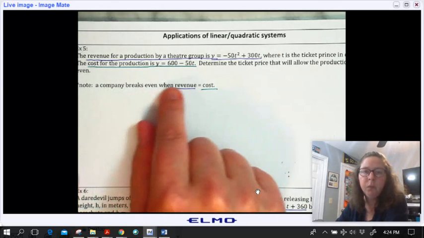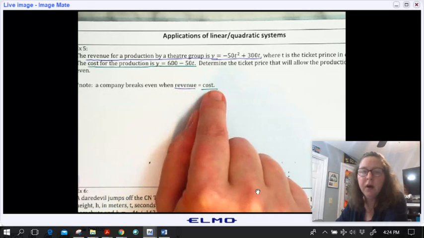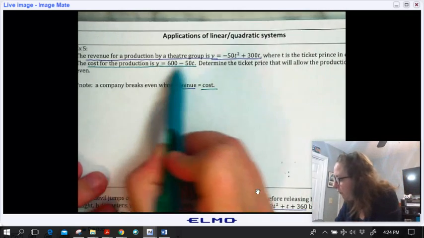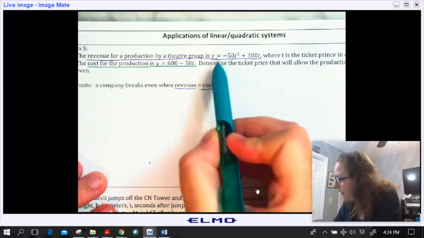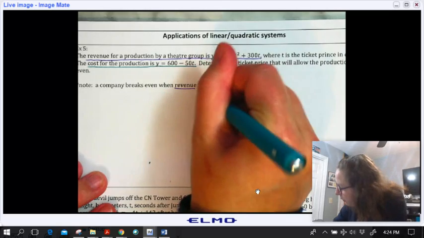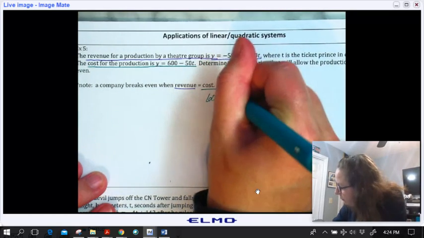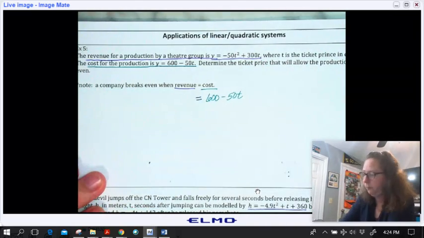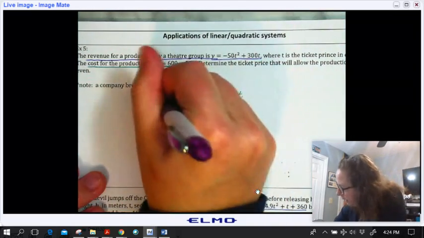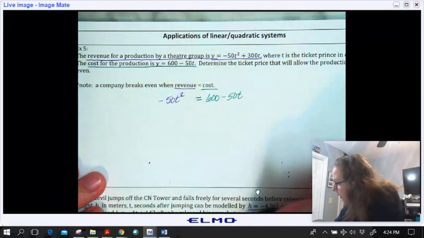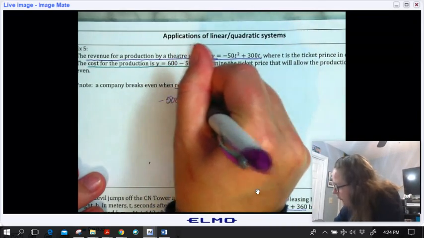A company breaks even when the revenue equals the cost. The amount they earned equals exactly what they spent. So let's go ahead then and set these two equations equal to each other. They both are already set equal to y. So here's what we're going to do. 600 minus 50t equals, and then I have negative 50t squared plus 300t.